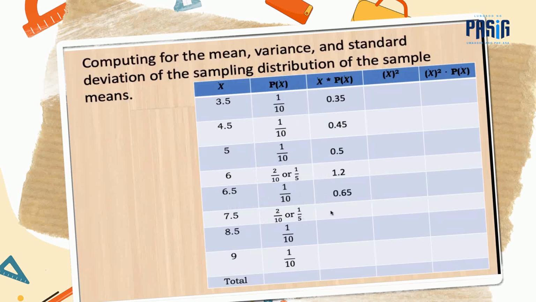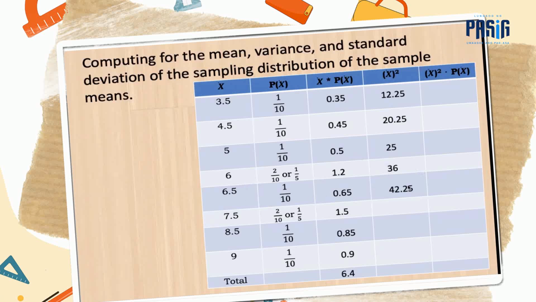7.5 times 1/5, 1.5. 8.5 times 1/10, 0.85. 9 times 1/10, 0.9. Then let us get the square of each x. So the total of x times P of X is 6.4. 3.5 squared is 12.25. 4.5 squared, 20.25. 5 squared is 25. 6 squared is 36.